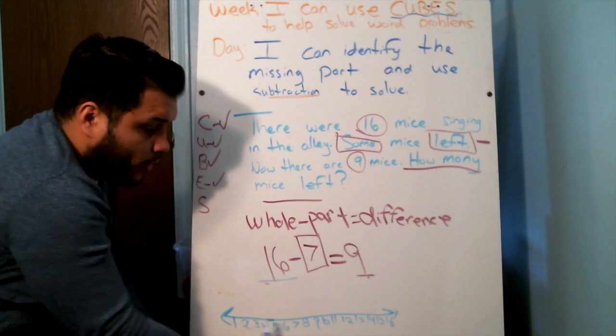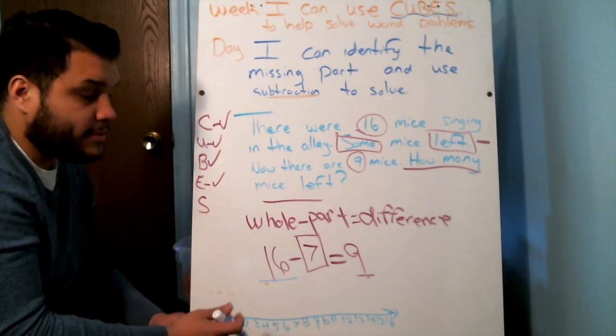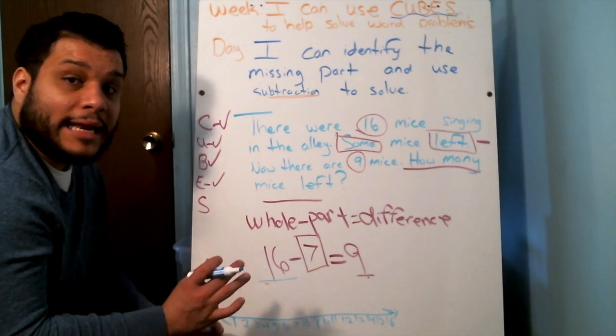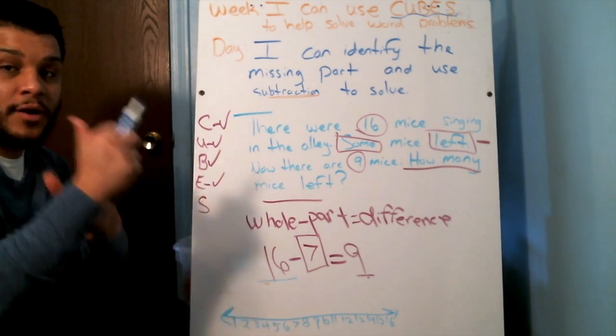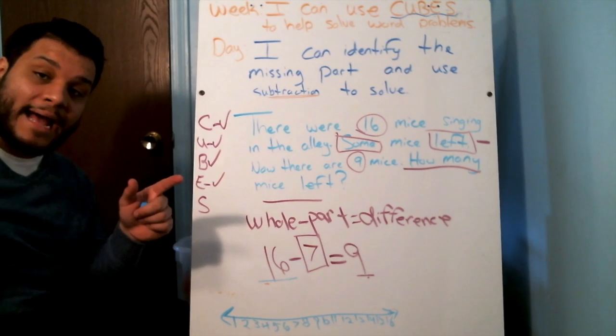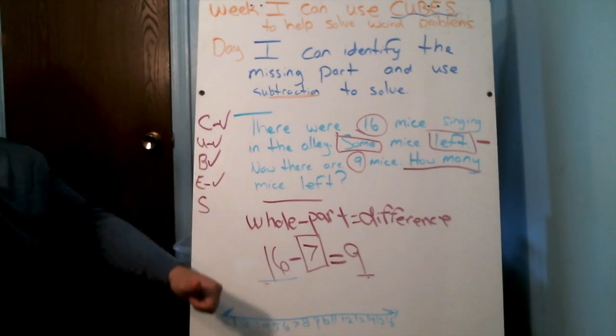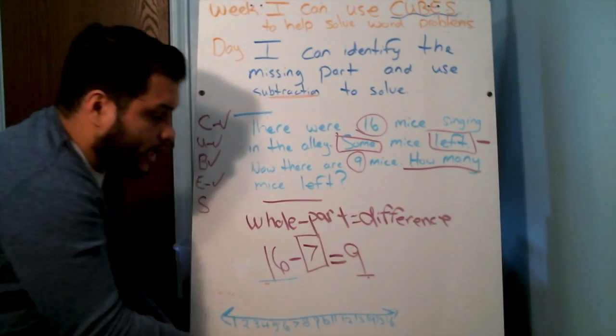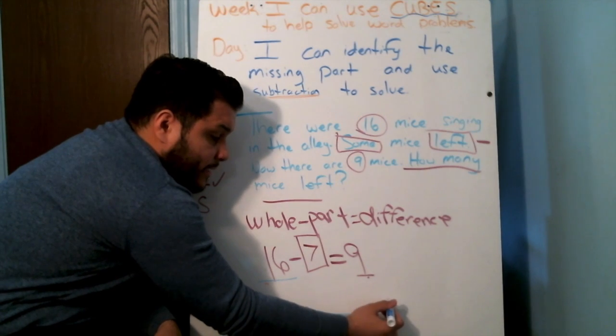So I have numbers 1 all the way to 16. Because 16 is my greatest number. Now in subtraction, we work backwards. So we're not going to count on. We are going to count backwards. Say it with me. Count backwards. Awesome job. I'm going to start at the number 16.